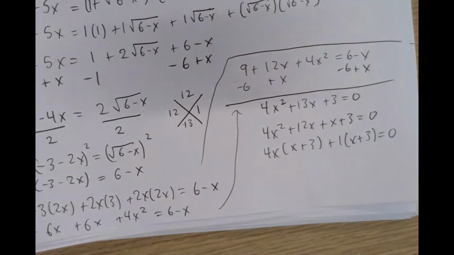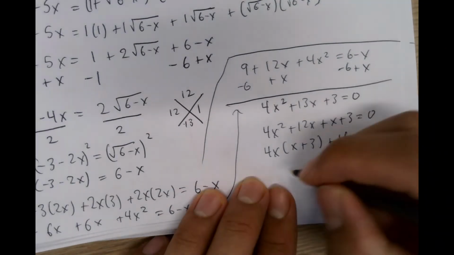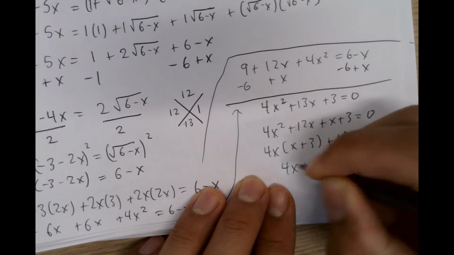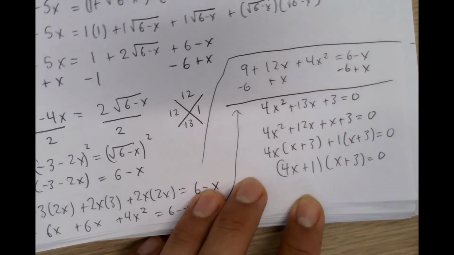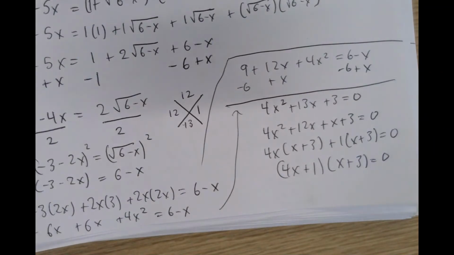And then now I'm going to take the greatest common factor of both again, and that would be 4x plus 1, which have x plus 3 in common. And so you can see here that what I did is I actually factored it, and so now I have my factors. I can go ahead and solve, and I get my answers. Okay, so this is method 1. This is called factor by grouping, if you forgot.